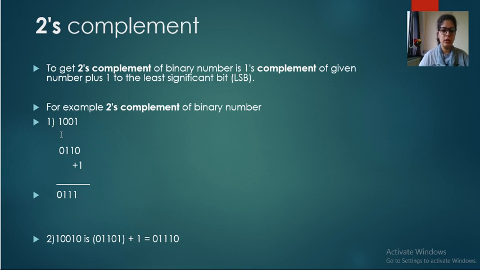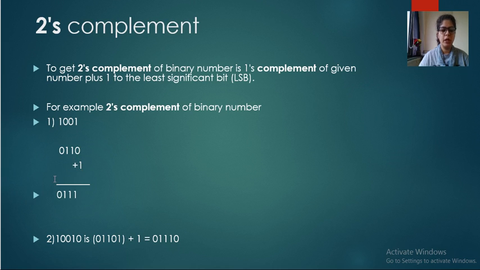So for example, the given number is 1, 0, 0, 1. First of all, we have to convert ones complement of this number. So this is the ones complement of this number. The ones complement of 1, 0, 0, 1 is 0, 1, 1, 0. So till this point we have just obtained ones complement of this number. Now we have to add 1 to ones complement to obtain twos complement. Now add 1 to the least significant bit. This is the least significant bit. Add 1. So this is the one.